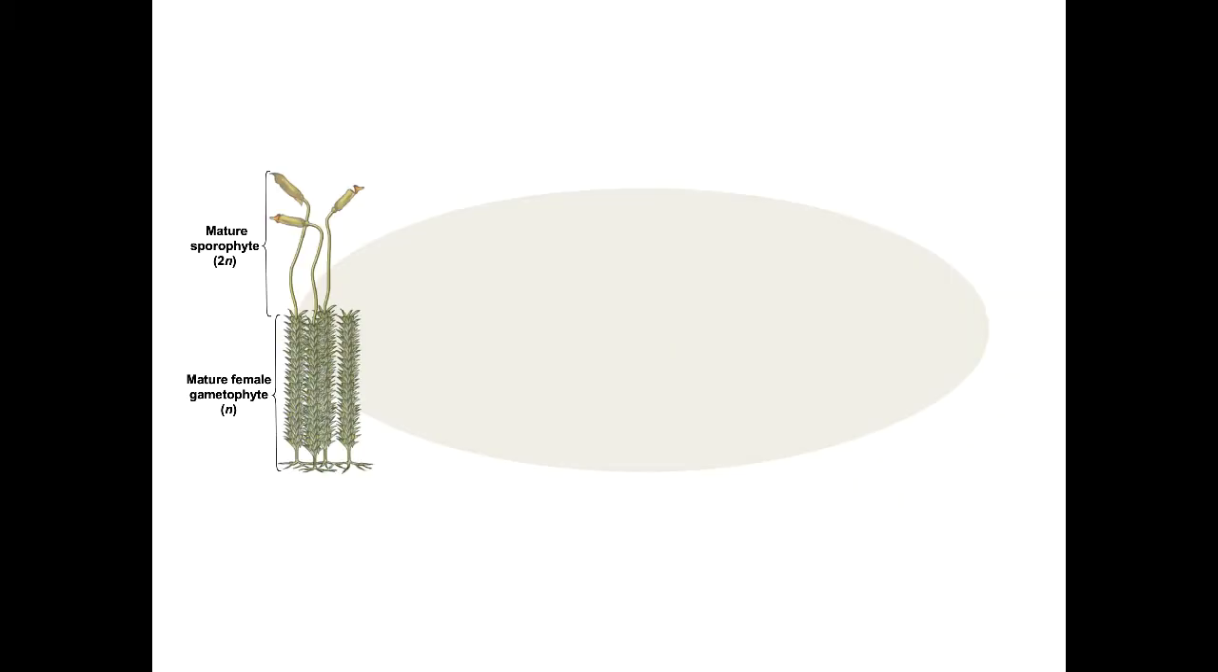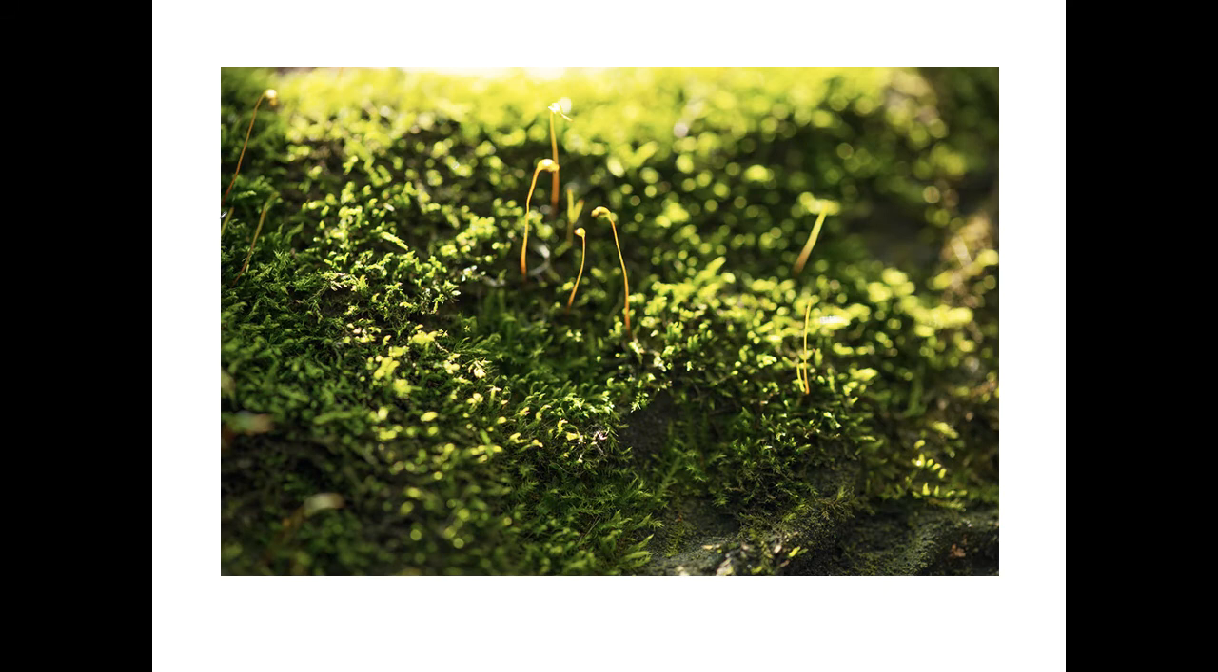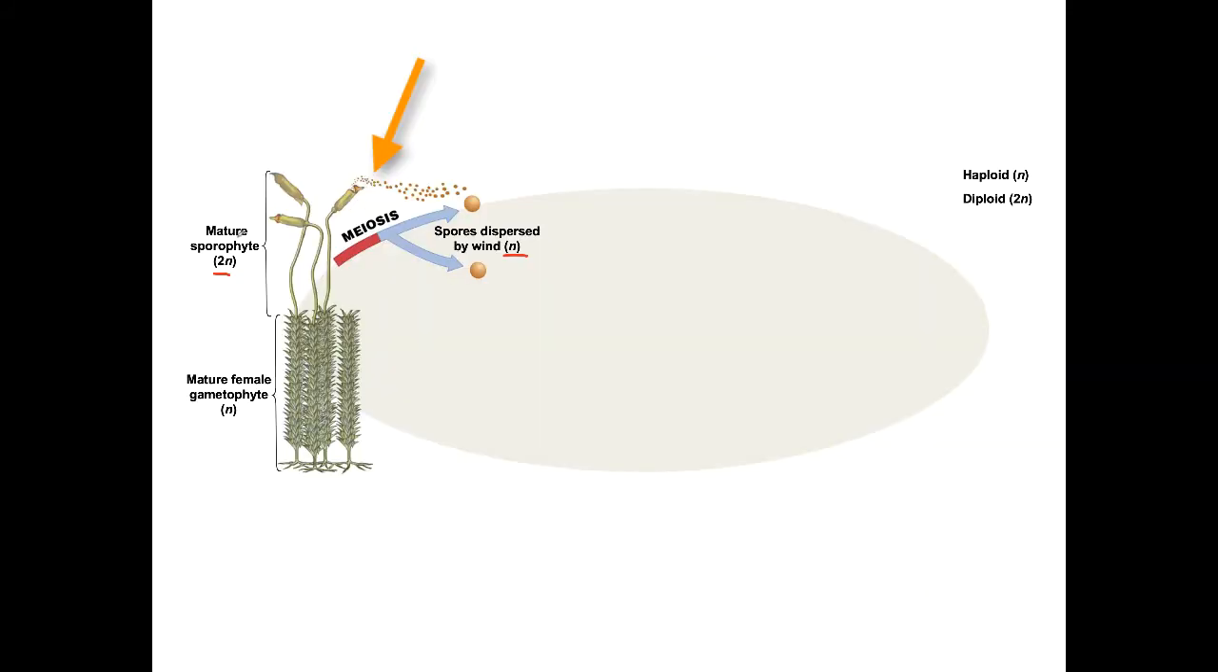Okay, so let's go ahead and begin our discussion of alternation of generation in non-vascular plants. You'll see down here we have the mature female gametophyte, represented by one N. And then rising from the top of it is the mature sporophyte, the diploid stage, shown here. And this is what it might look like if you came across it in the woods. All the green base down here is the gametophyte stage, and then you'll see these stalks coming off here that represent the sporophyte stage.